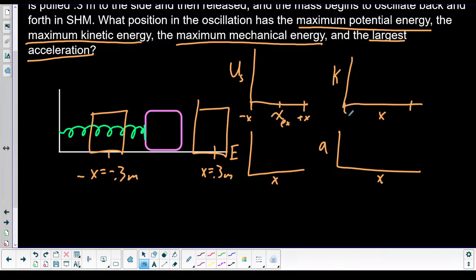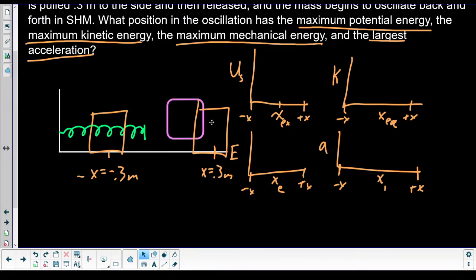And we'll do the same thing here. Negative x, positive x, equilibrium. Negative x, positive x, equilibrium, then same thing here. Okay, so let's consider our mass out here.